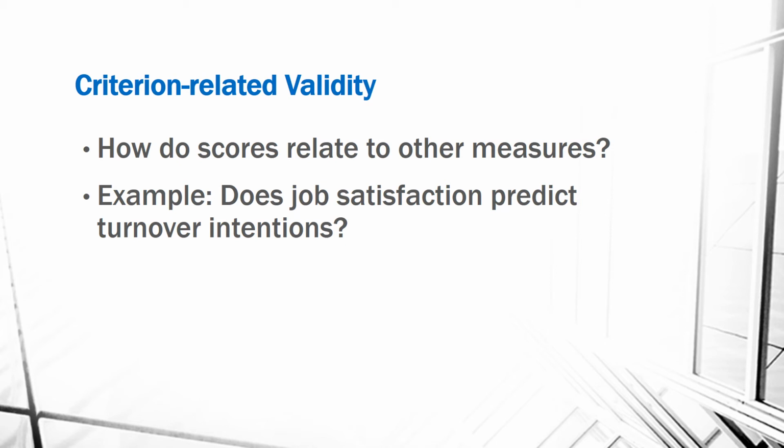Related to that, does job satisfaction predict what we would expect it to predict, such as somebody's likelihood to leave the organization or their job, such as turnover? So we will use criterion-related validity to determine the extent to which measures on a type of job attitude predict behavior or predict other attitudes that we think it should predict.